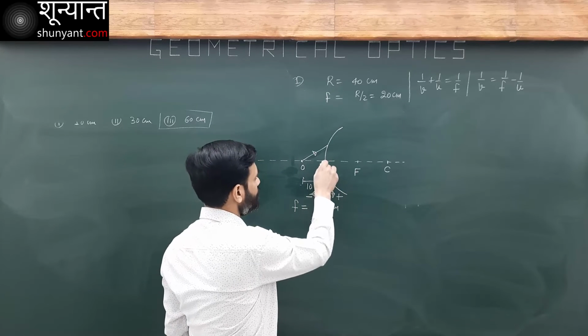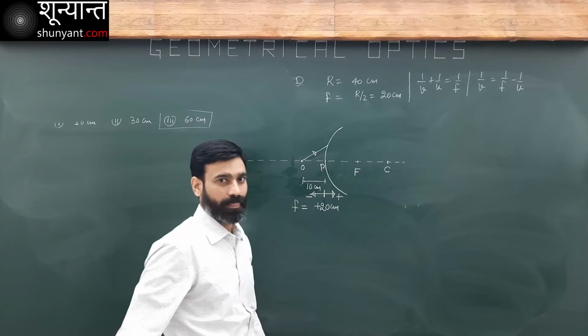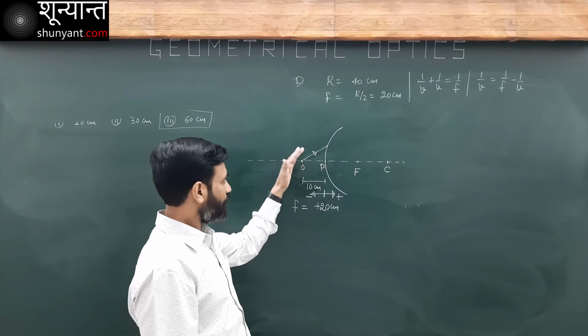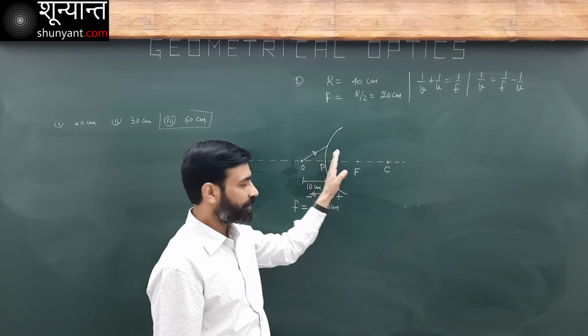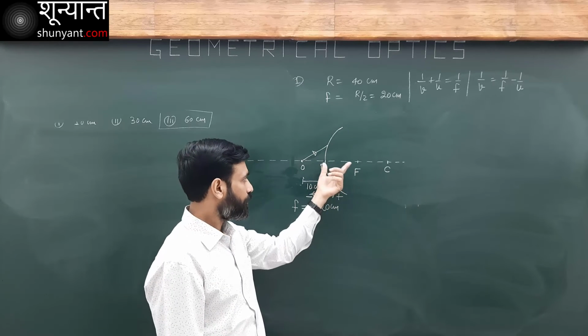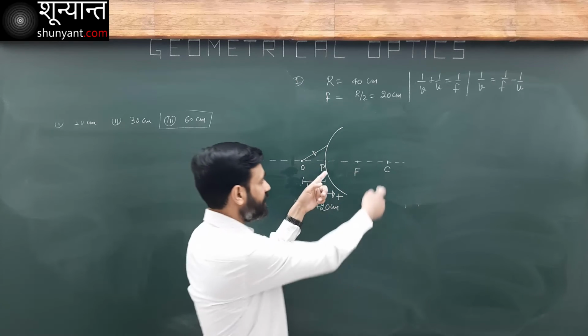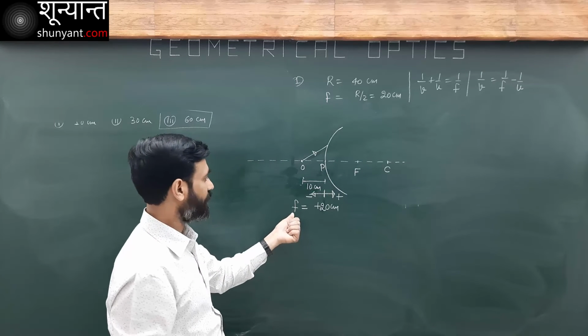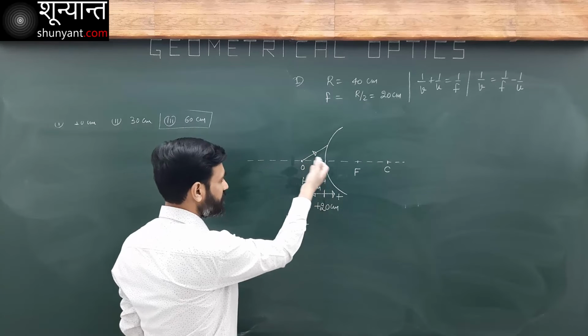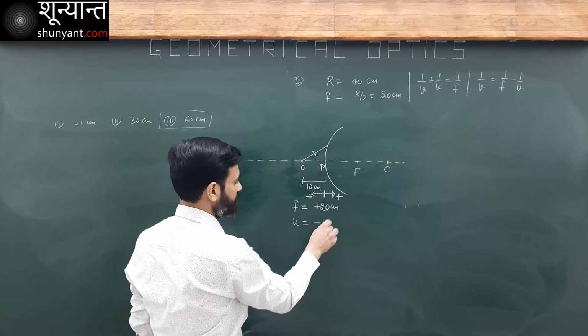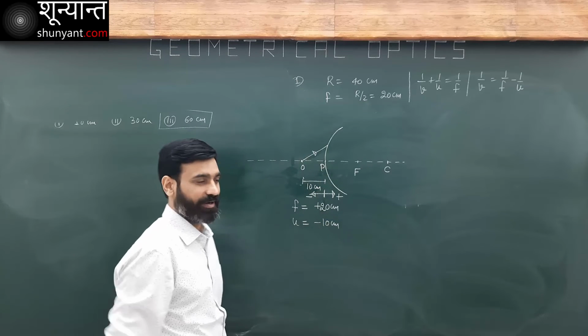Focus is to the right of pole. Incident rays are going towards right. Distances to the right of pole are positive. So focal length will be positive. The radius will be positive. That's why I am writing focal length plus 20. What will be object distance? Object is to the left of pole, which becomes minus 10 centimeter. Where is the image?